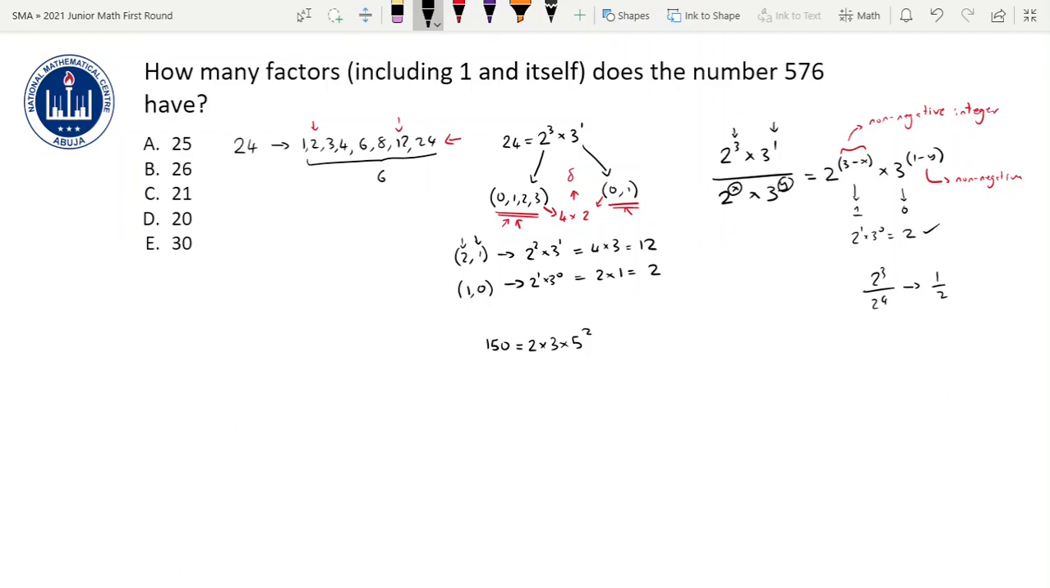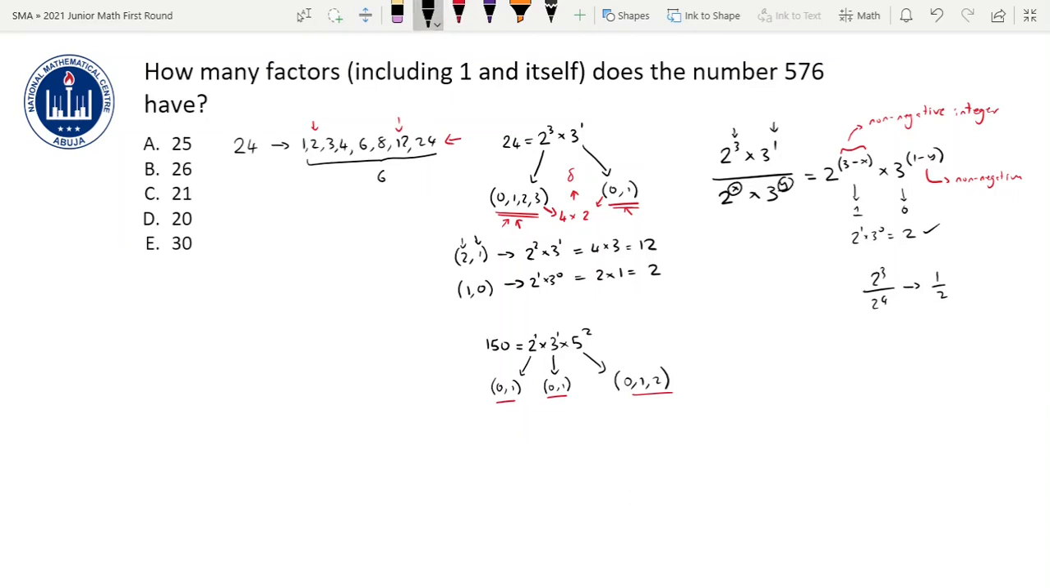And then just as we did before, we're going to create, let me call them brackets, for each of these, right? So since this is 2 raised to the power 1, the options we'll have here are 0 and 1. Since this is 3 raised to the power 1, the options we'll have here will be 0 and 1. And since this is 5 raised to the power 2, the options we'll have here will be 0, 1, and 2.